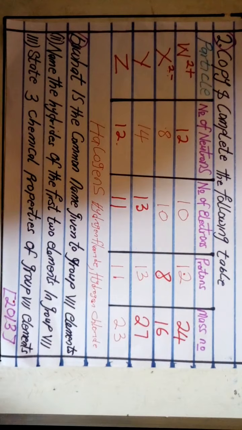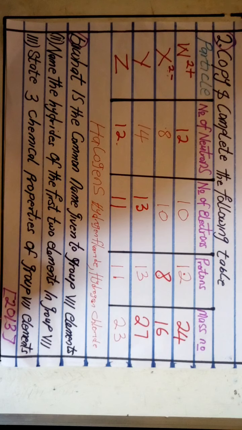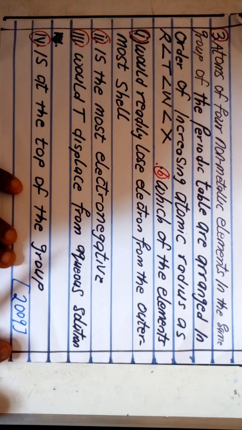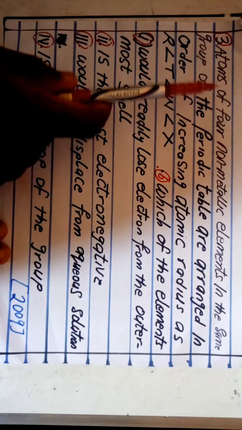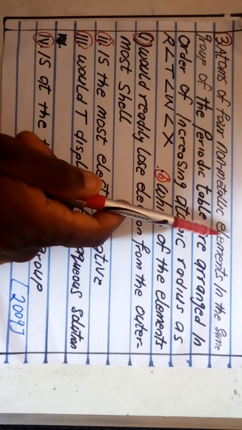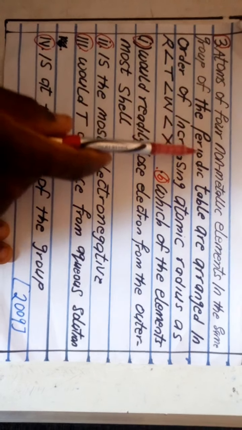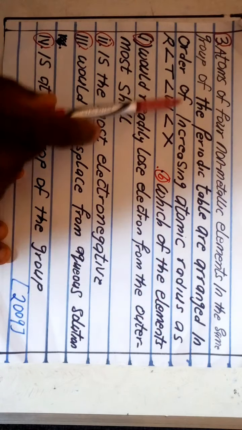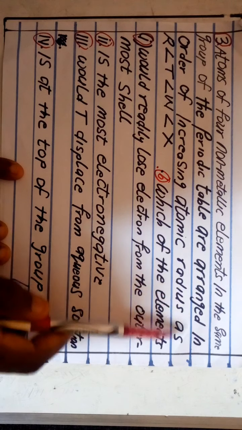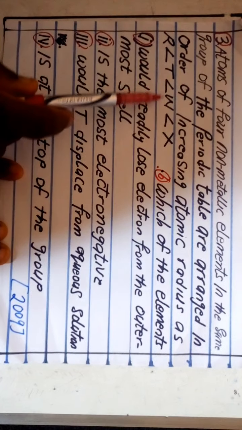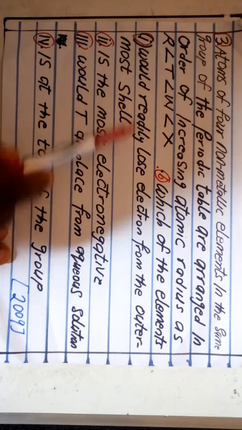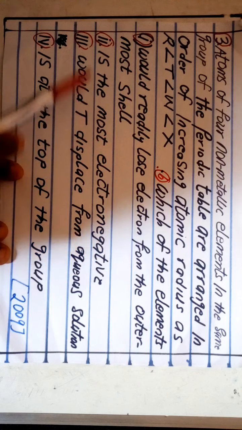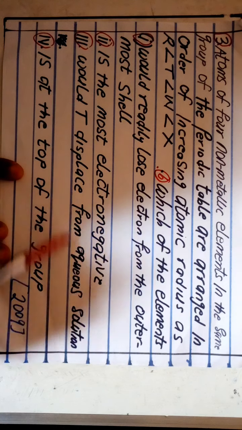And this one is a 2013 Chemistry WAEC past question. So look at this one. Atoms of 4 non-metallic elements in the same group of the periodic table are arranged in order of increasing atomic radius as R less than T less than W less than X. Which of the elements would readily lose electrons from the outermost shell, is most electronegative, would displace the others from aqueous solution, is at the top of the group.